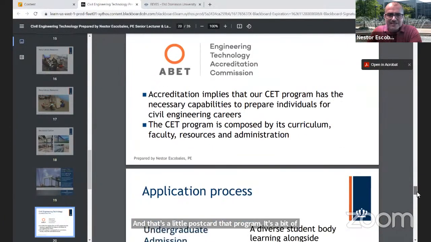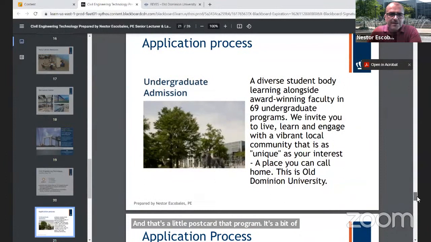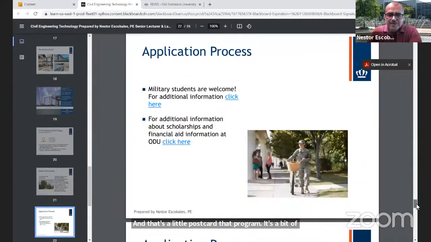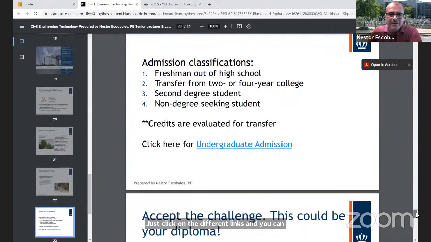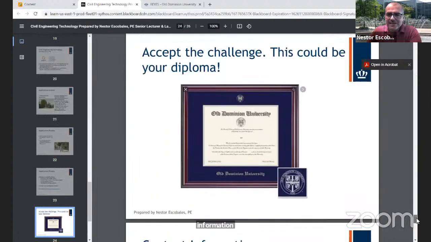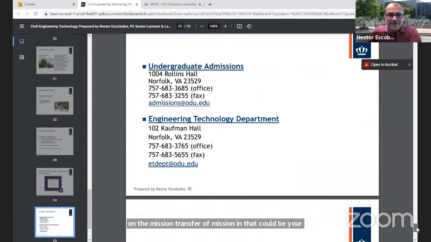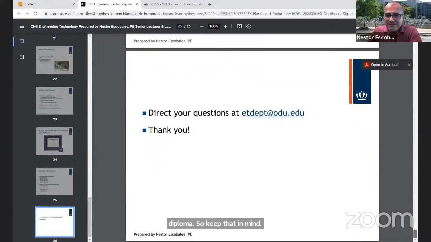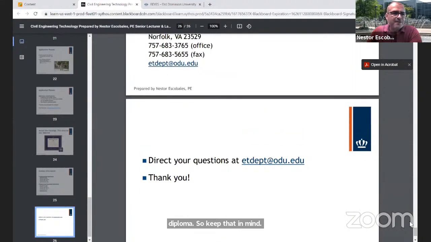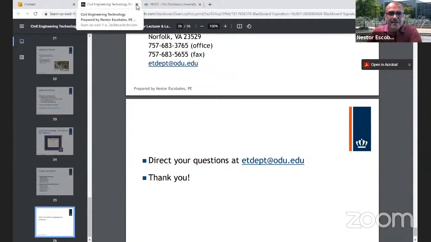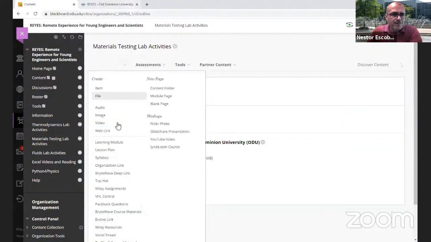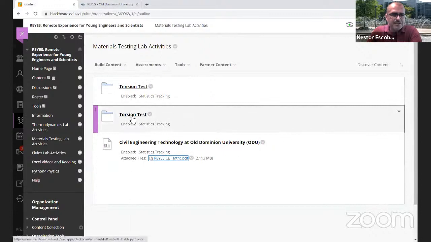Accreditation since 1976. I'm going to just browse a little faster in here. Application process. Just click on the different links and you can find that information. Undergraduate admission, transfer admission, and that could be your diploma. So keep that in mind. Contact information at the end of the file and emails. So feel free to communicate. So I'm just going to remove that and go to the torsion test.